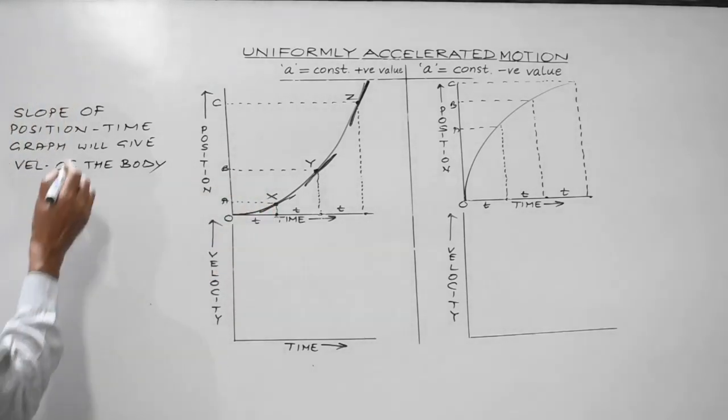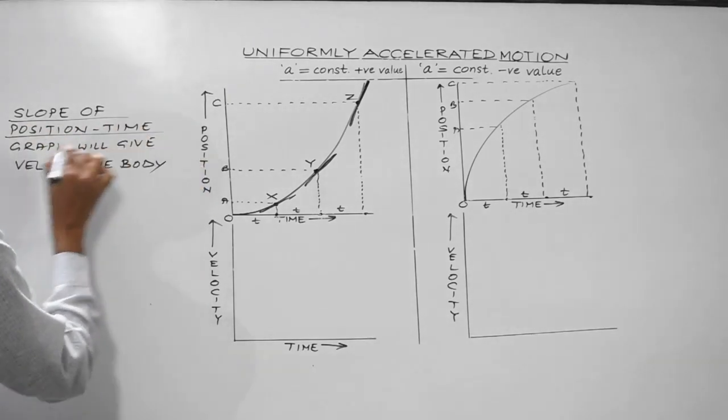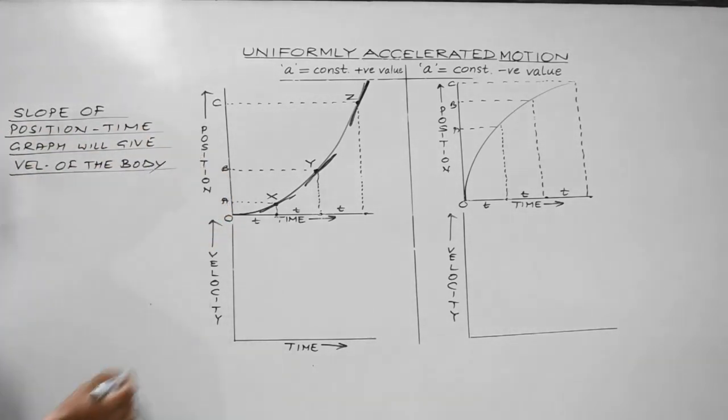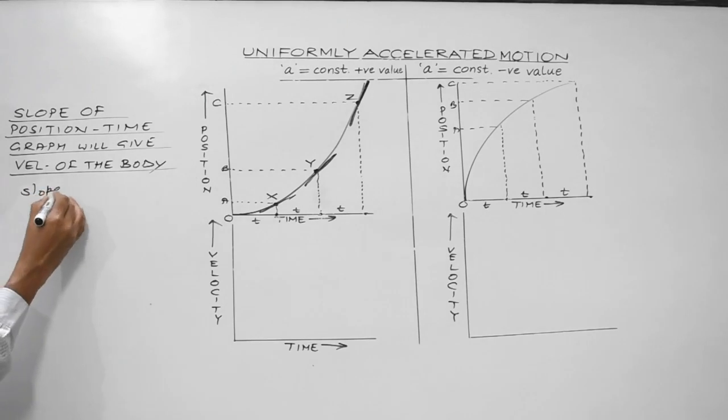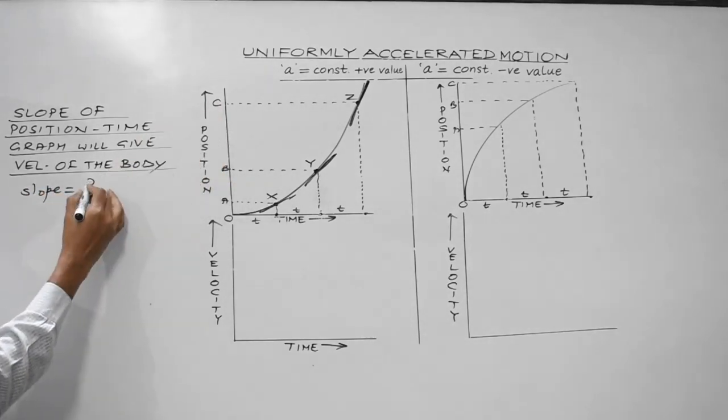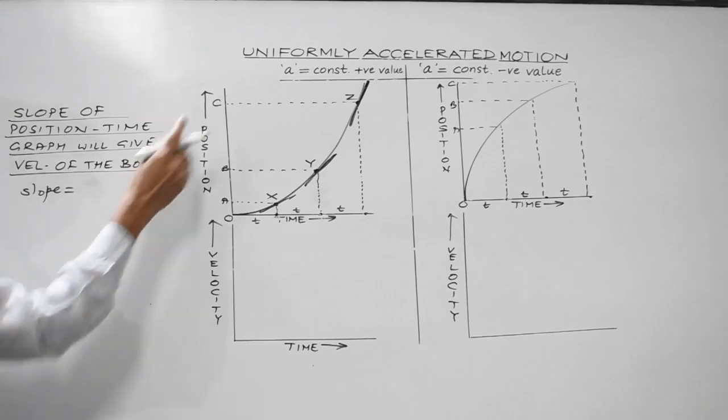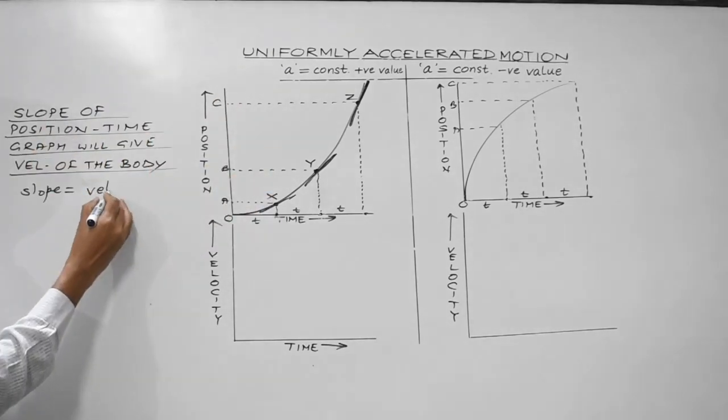So, please do remember this point. Slope of the position time graph will give the velocity of the body. It is x2 minus x1 divided by t2 minus t1. So, slope will give us velocity.